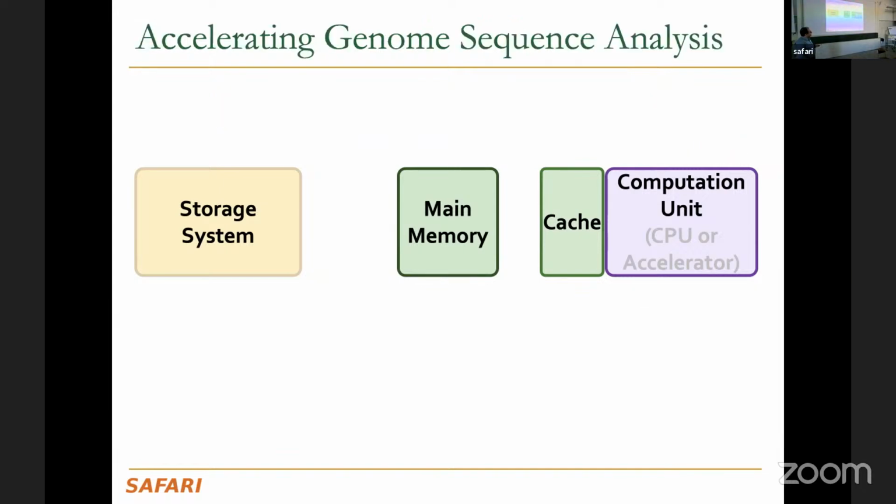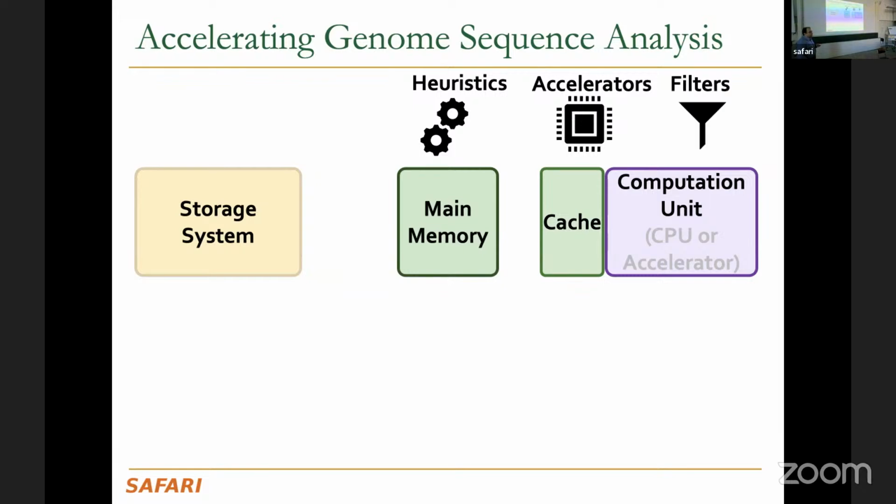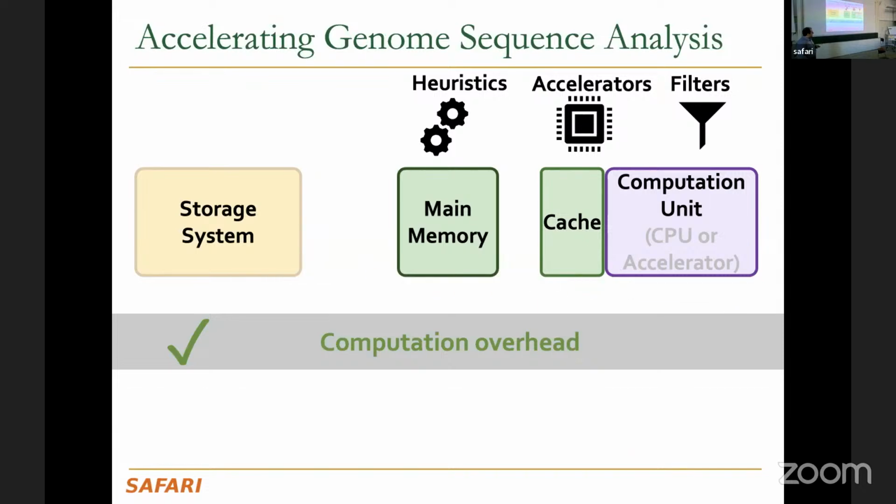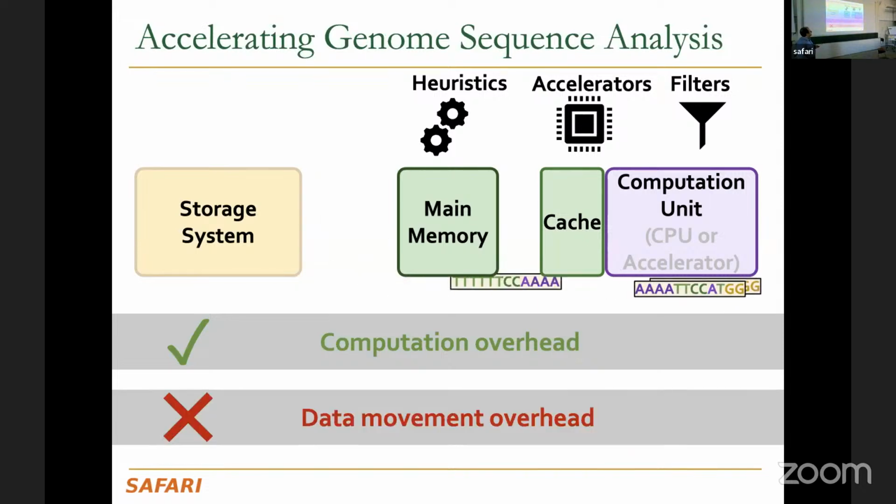There have been many efforts to improve the performance of read mapping by proposing heuristic algorithms, designing accelerators near caches, for example, and designing filters to reduce the number of reads on which we want to do computation. They can reduce the computation overhead, but they still need to send data from the storage system to the computation unit, which has this data movement overhead.